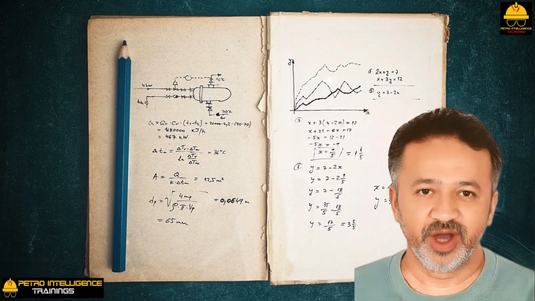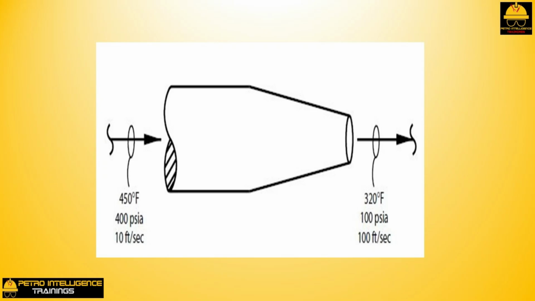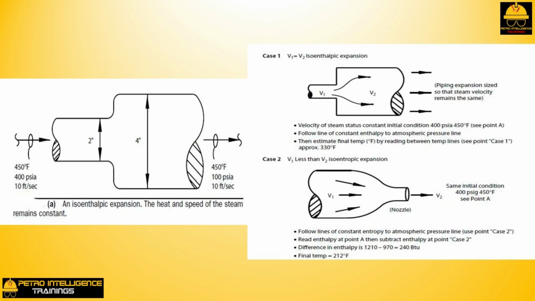In an isoentropic process, the heat content of the steam decreases, and its entropy is constant, provided that the process is fully reversible as shown in picture. In an isoenthalpic process, the heat content of the steam remains constant, and its entropy increases as shown in picture.